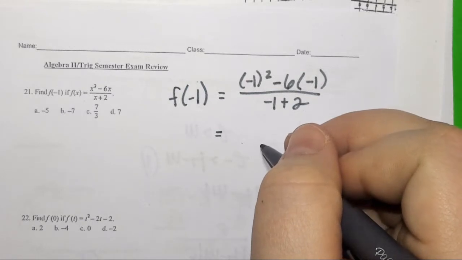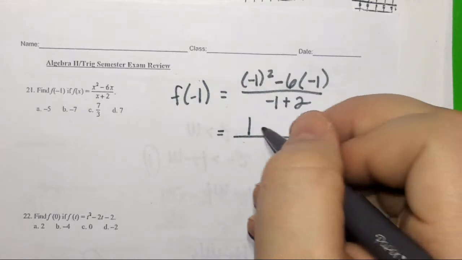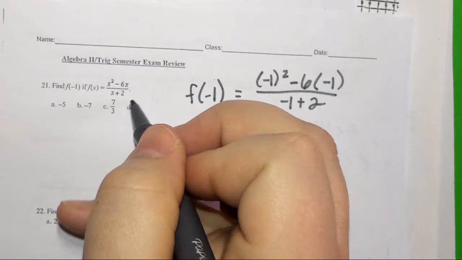Yes, and that's exactly what's going to happen. So negative 1 squared is positive 1. Negative 6 times negative 1 is positive 6. The denominator is 1. So we get 7 if we worked it out correctly.